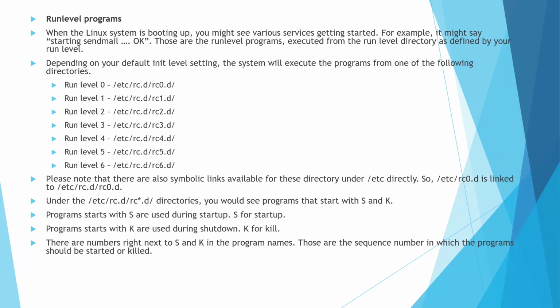Under these directories, you would see programs that start with S and K. This is for basic understanding. Suppose someone asks how many run levels we have in Linux, then you can provide your answer. Someone asks what run level 0 is? 0 is to halt the system, to shut down the system. And suppose they ask about run level 2 and run level 1, what is the difference between single user mode and multi-user mode? You should know what the major difference is.